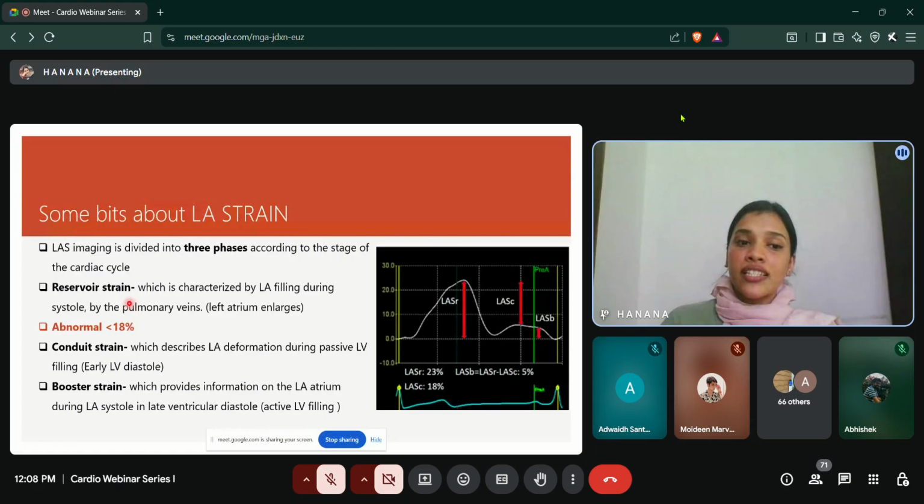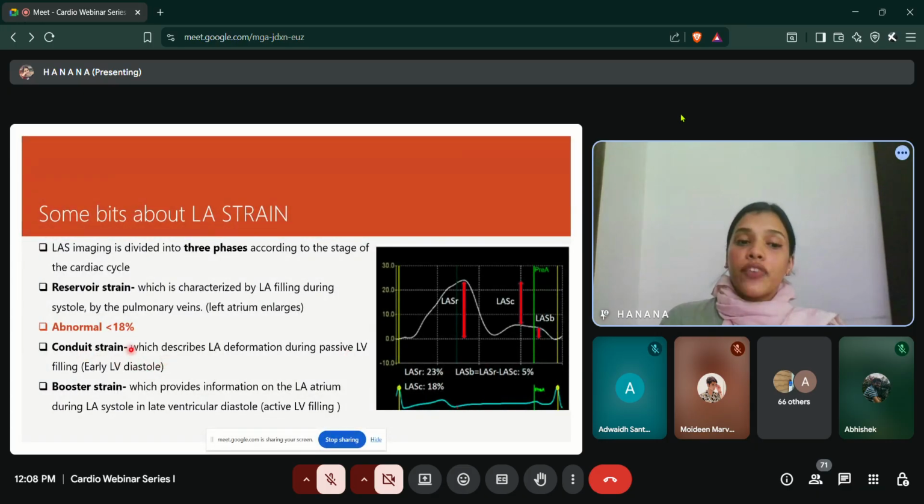So if the reservoir strain is giving a value of less than 18%, the machine automatically calculates the value. You should not be worried about that. If the value is less than 18%, it's an abnormal value. Here we can see the left atrial strain during the reservoir phase is 23%. So this patient is having a normal reservoir strain.